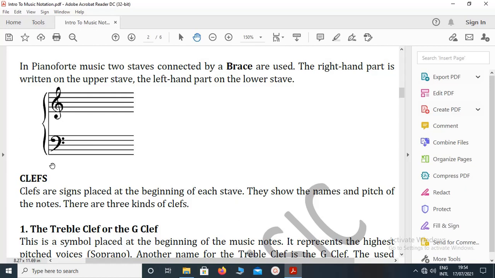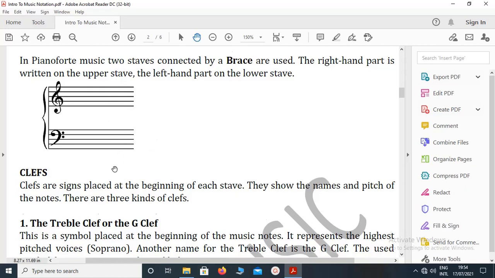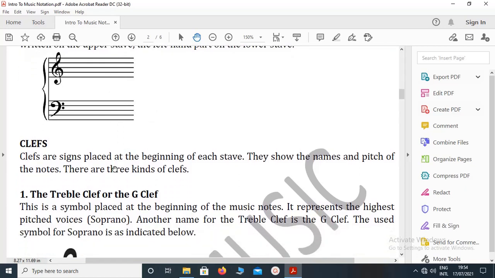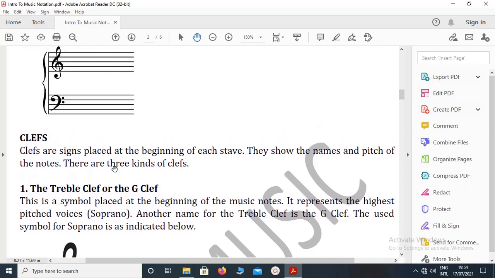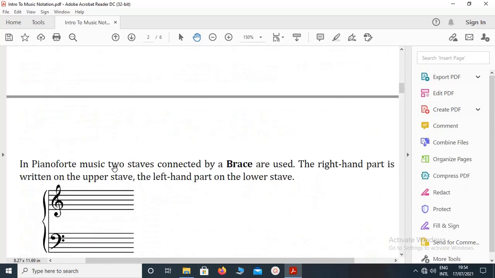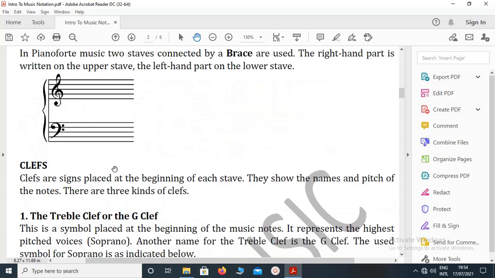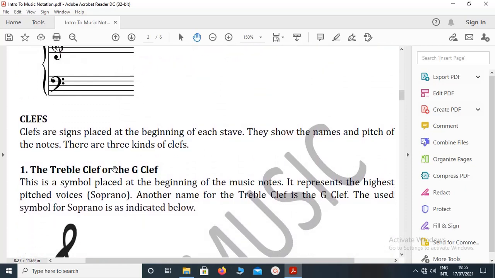When you look at the keyboard, this one represents your right hand, and this one represents your left hand when you're playing the piano or the keyboard or any other musical instrument which needs two hands. Whatever name you call it, either piano or keyboard. So that's one thing I needed to talk about. Having said that, perhaps we can look at the clefs.